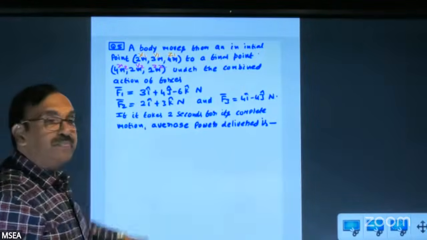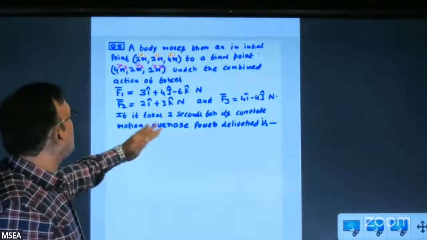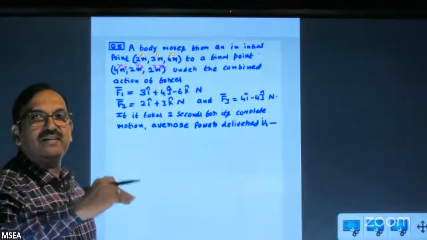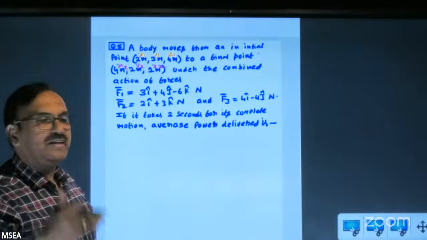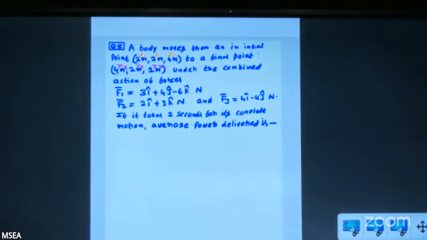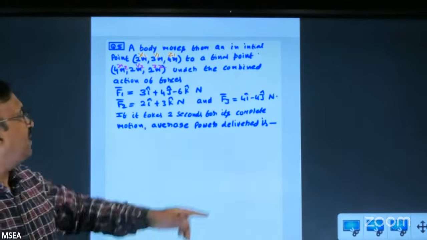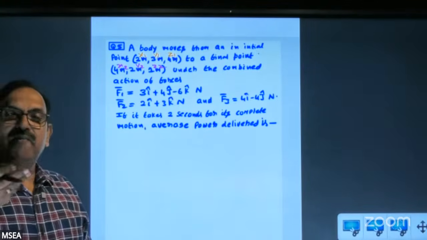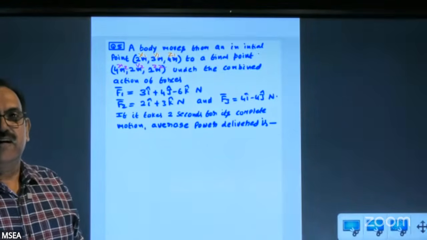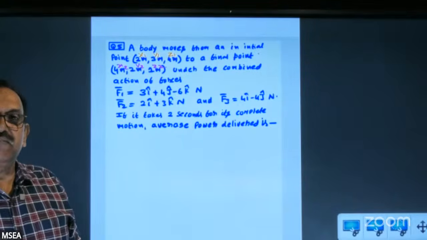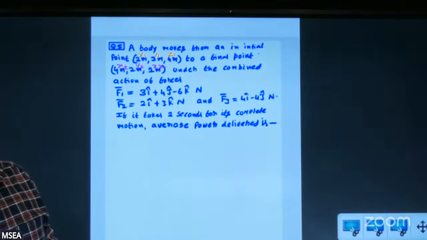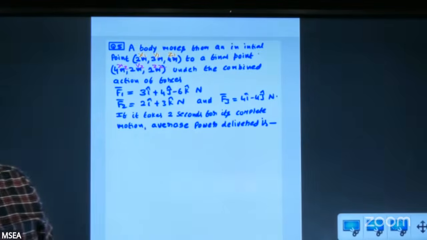Now, the body takes 2 seconds to go from the specified point A to B. I want to know the average power. Naturally, average power means total work done divided by total time. Time is given as 2 seconds. Our only task is how to calculate the total work done.